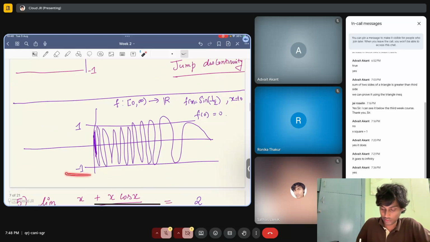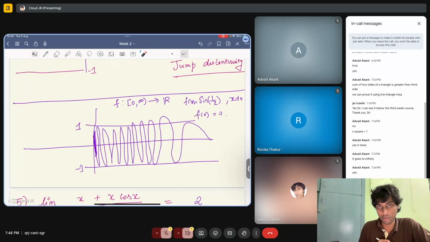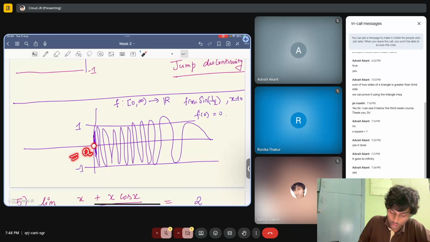But if you look at this function, it has the intermediate value property. Why? Because you choose any a and b, it doesn't matter. If you start from anywhere other than 0, this function is a continuous function, and if it is continuous, it has the intermediate value property. Only when you choose one of the points as a, so let's say a equal to 0, and then you choose some point b.